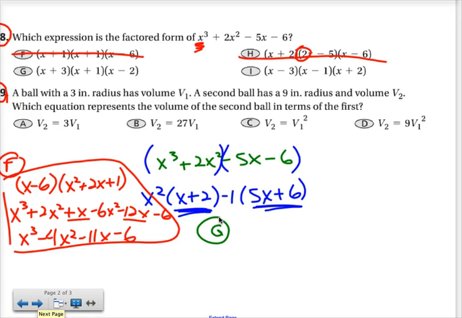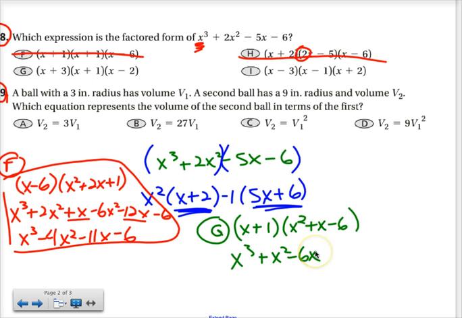And g, I think it would be easiest if I put the x plus 1 in front and did FOIL with the other two first. So with the x plus 3 and the x minus 2, we'll get x squared plus x minus 6. We would distribute the x, so x cubed plus x squared minus 6x. Distribute the 1 plus x squared plus x minus 6. And then we'd have x cubed plus 2x squared minus 5x minus 6.